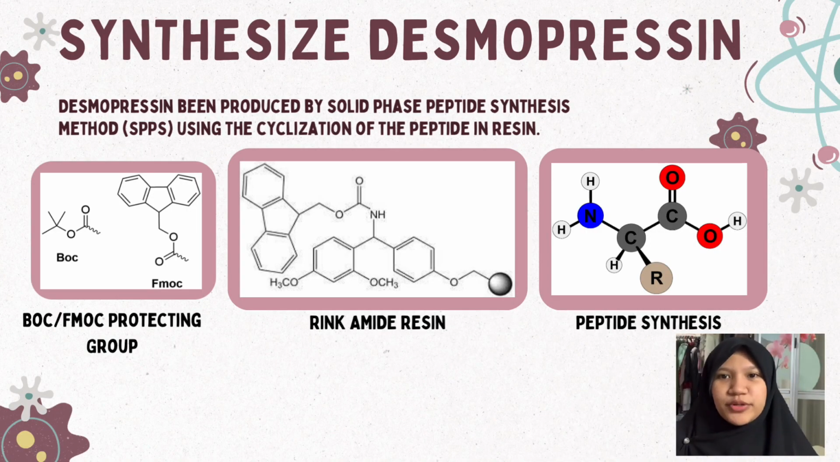Okay, my name is Nur Nadia Adaha binti Muhammad Yusof, and I will present how to synthesize desmopressin. Desmopressin is produced by the solid phase peptide synthesis method, SPPS, using the cyclization of the peptide in resin. Here are the pictures that are important in SPPS. First picture is Fmoc, a special protecting group which is used to protect amine functional groups from reacting when we don't want them to.